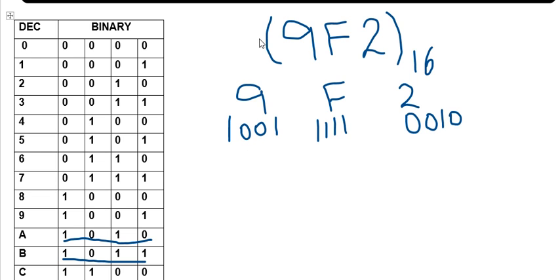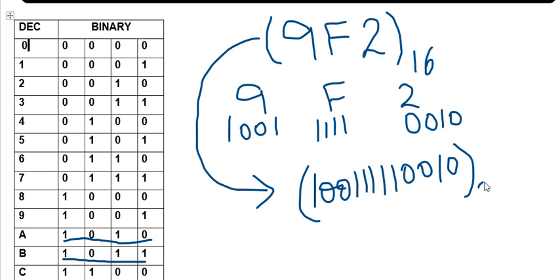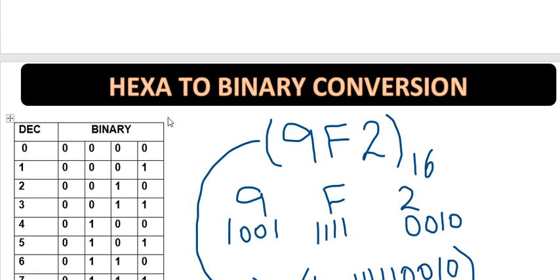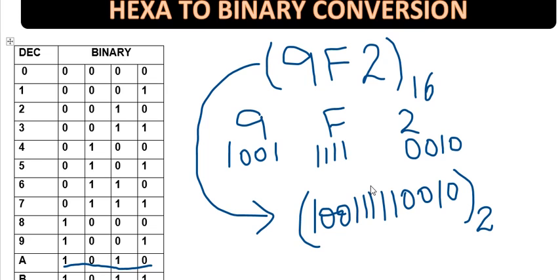So the hexadecimal number 9F2 would get converted into binary 1001 1111 0010, and the base would be 2. So this is how hexadecimal to binary and binary to hexadecimal conversions are done. Okay, I hope you have understood it.